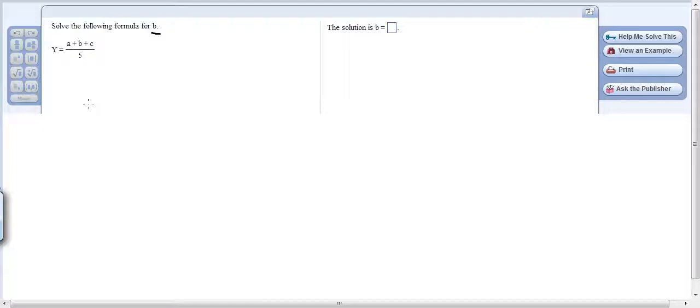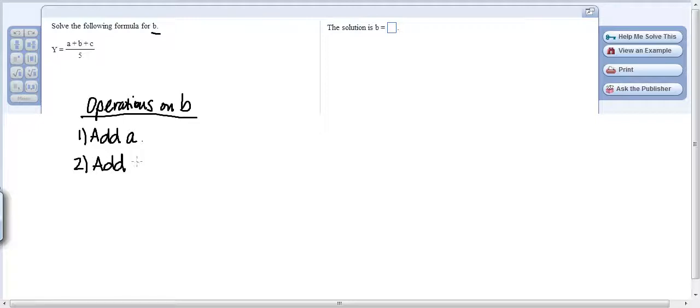So, a list of operations on B. Alright, the first thing we do is either add A or add C, and it really doesn't matter which way we put it. I'll just put them in alphabetical order. We add A and we add C. Alright, that's what we do with B. And then once we do that, then we divide by 5.